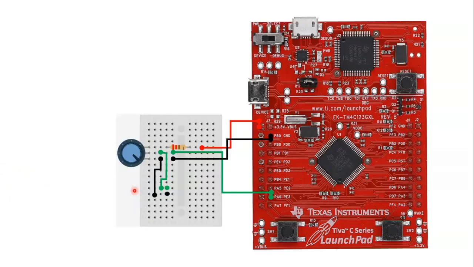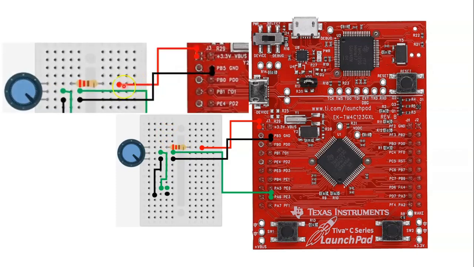Demonstration. Now for the demonstration, this is my setup. I have the Tiva C series LaunchPad board and a mini breadboard, some male to female jumpers, a 1K ohm trimmer potentiometer, and a 220 ohm resistor.